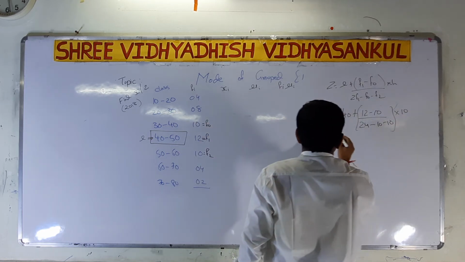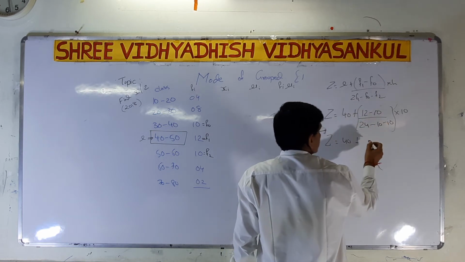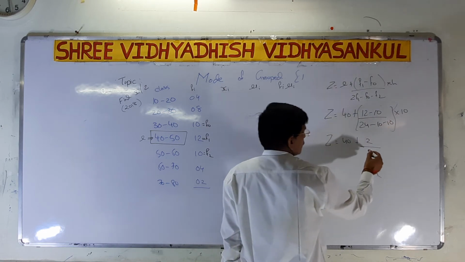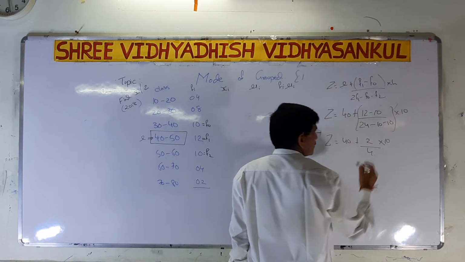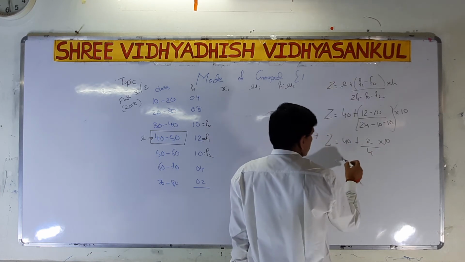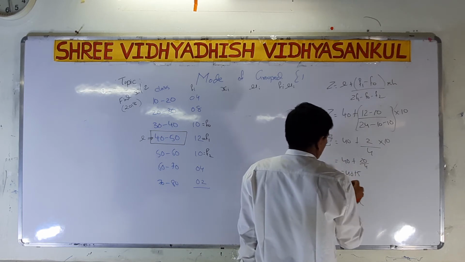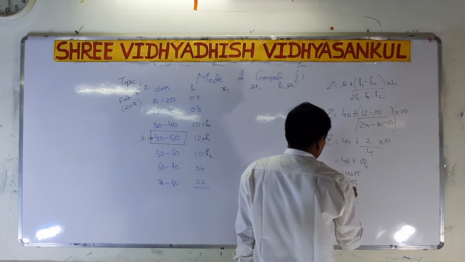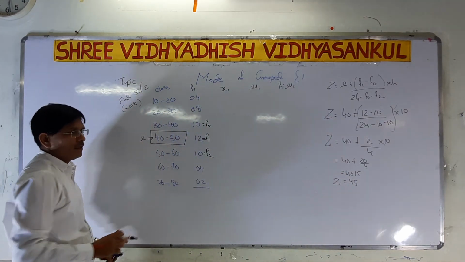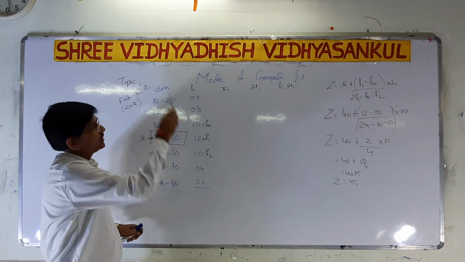So Z is equal to 40 plus 10 times 12 minus 10, that is 2, over 24 minus 20, that is 4, into 10. You will see properly. So we get the answer 20 upon 4, that is 5, so 40 plus 5 is 45. The answer must be within the modal class. So Z is 45. Now we have to find the mean.